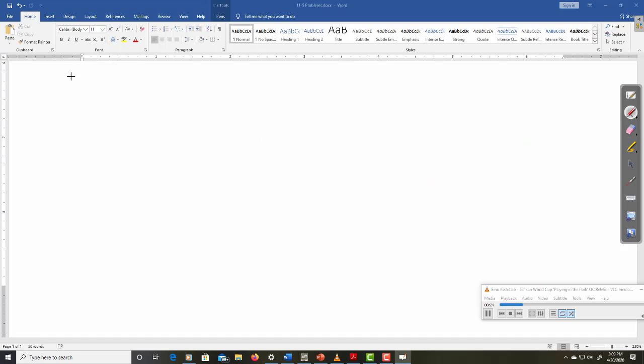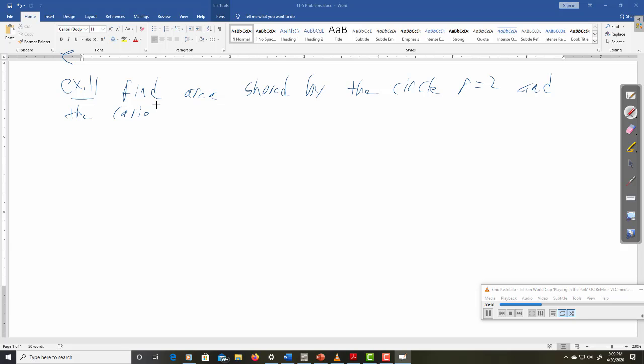Alright, we're going to do this problem. This is exercise 11. Find the area shared by the circle r equals 2 and the cardioid r equals 2 times 1 minus cosine theta.